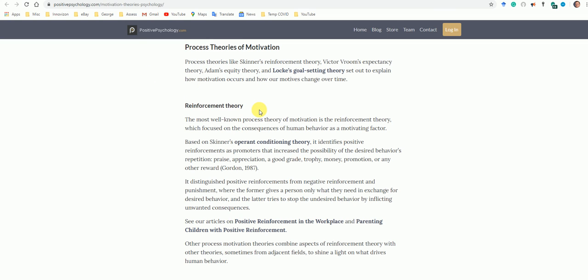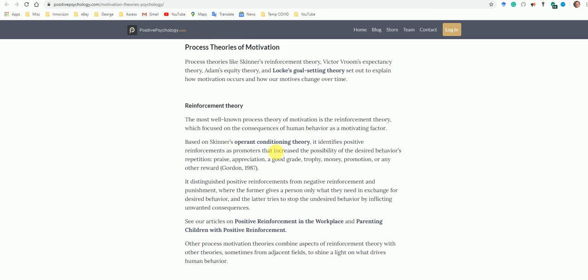So there are also process theories of motivation. Skinner, Victor Vroom, expectancy theory. These are my favorite motivation theory back in the graduate school. Equity theory, Locke's goal setting theory, those are these things.